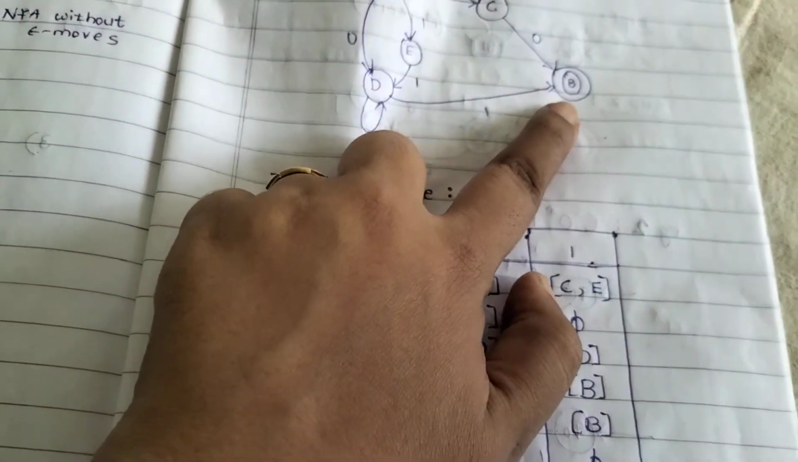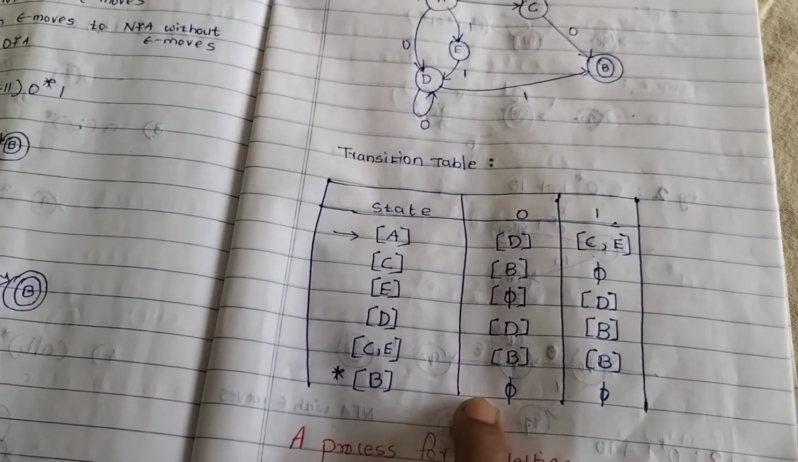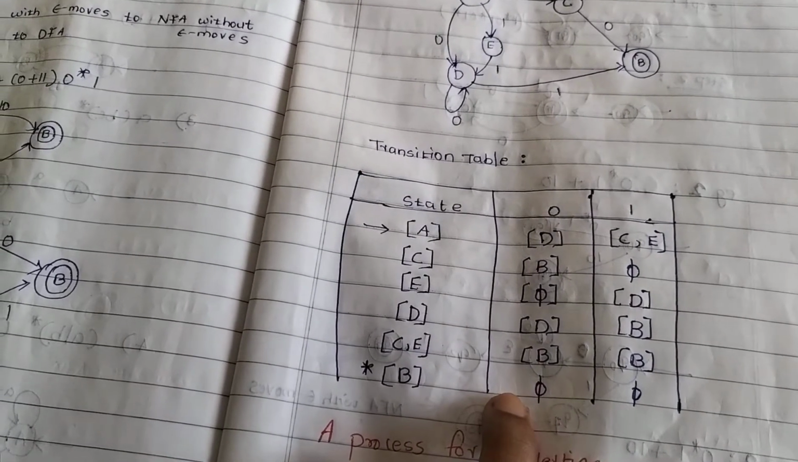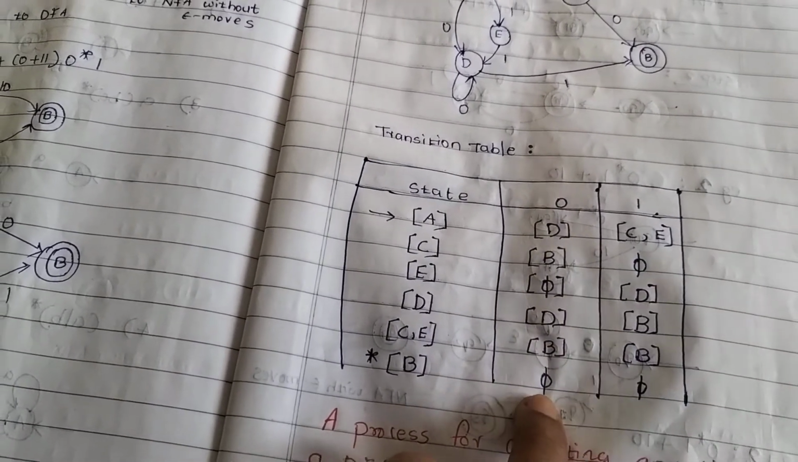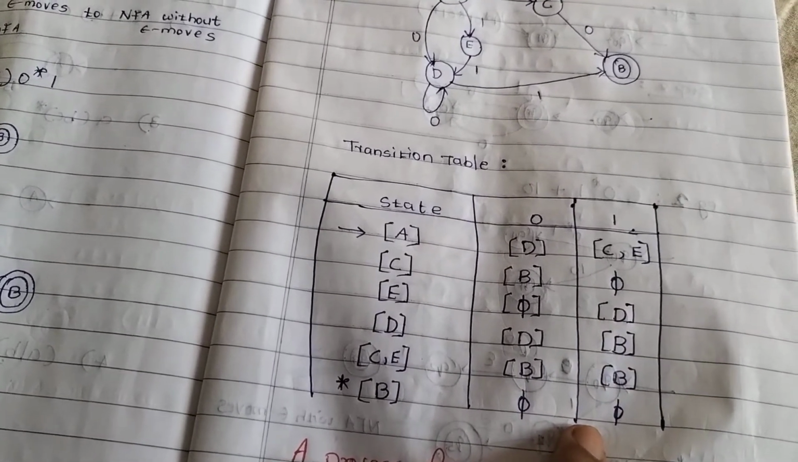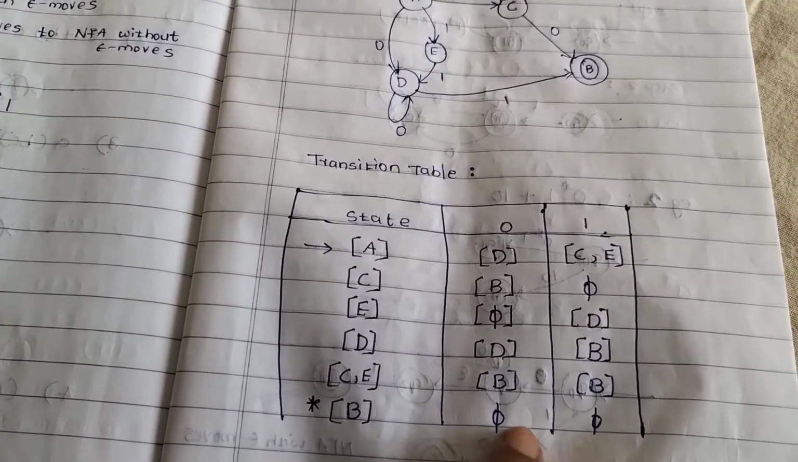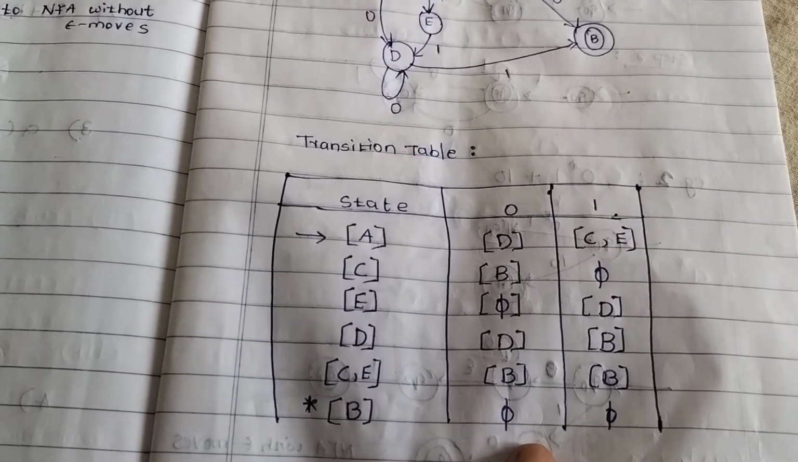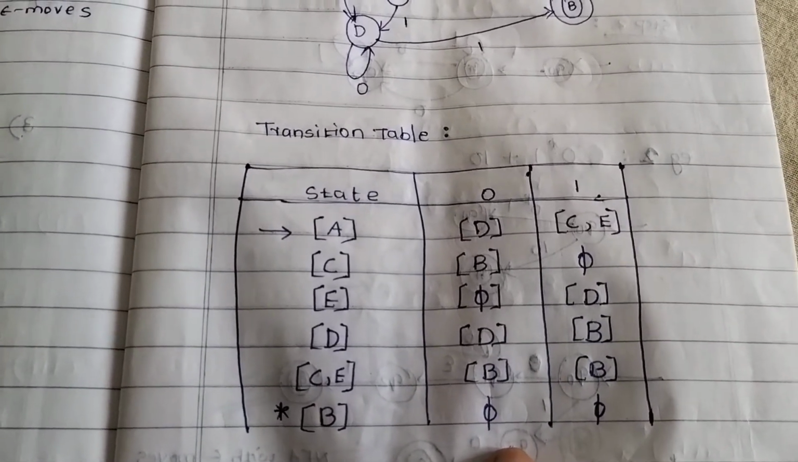And finally our final state doesn't have any incoming flow, only outgoing flow. So on input 0 it doesn't have any transition, on input 1 it doesn't have any transition, so simply we are making null values. So this is the expected transition table.